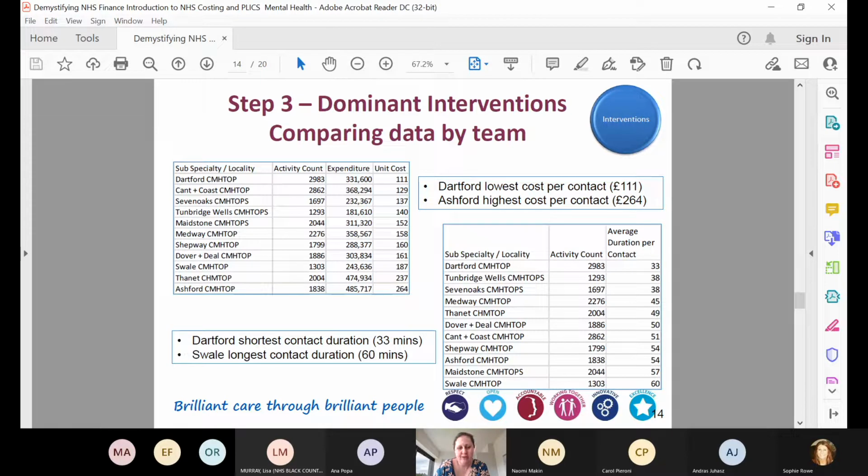Now, those of you that know anything about Kent, Dartford is very close to London, and actually our Dartford staff get paid London weighting. So were we to have speculated, we would have probably put Dartford towards the higher end. So again, it was about us unpicking that and thinking about why have we got such variation in cost. We looked at our durations, so how long were we spending on the appointments? Now, Dartford have got the shortest contact duration at 33 minutes, possibly linked to them being the cheapest. But interestingly, we've got Swale with 60 minutes. So again, significant variation in the duration of the appointments that are on offer across our services.